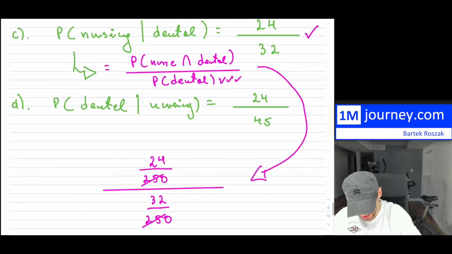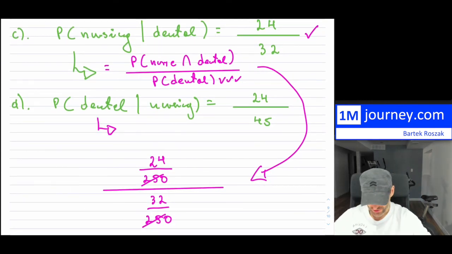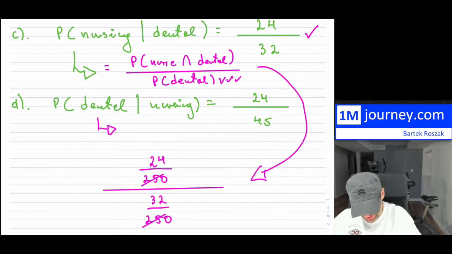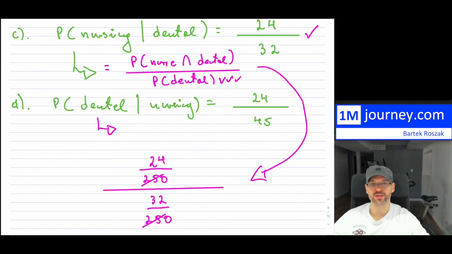And you can do the same thing for part D. For part D, you can do the intersection between dental and nursing, which again is 24 over 250. So that's what this would have been. And then divided by the probability of nursing, and the probability of nursing is 45 out of 250. And when you do the division, you're going to get that right back. So that completes this particular example.